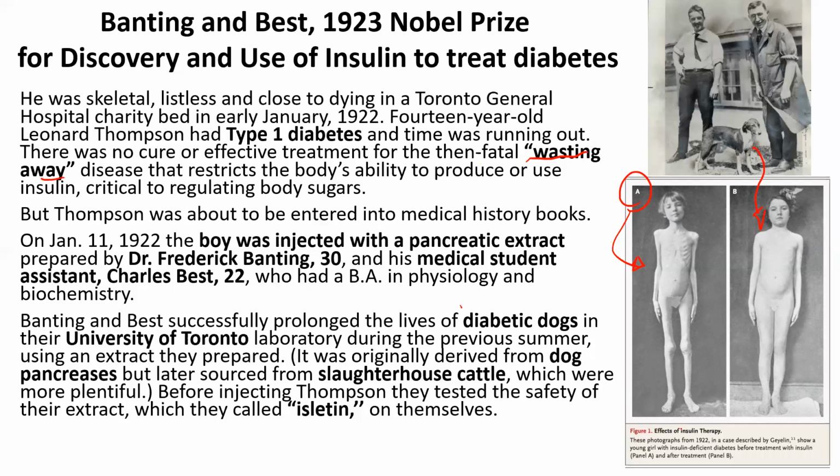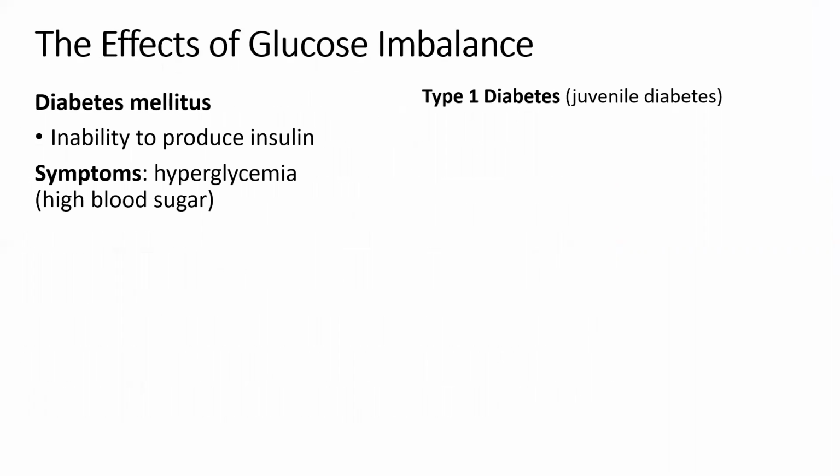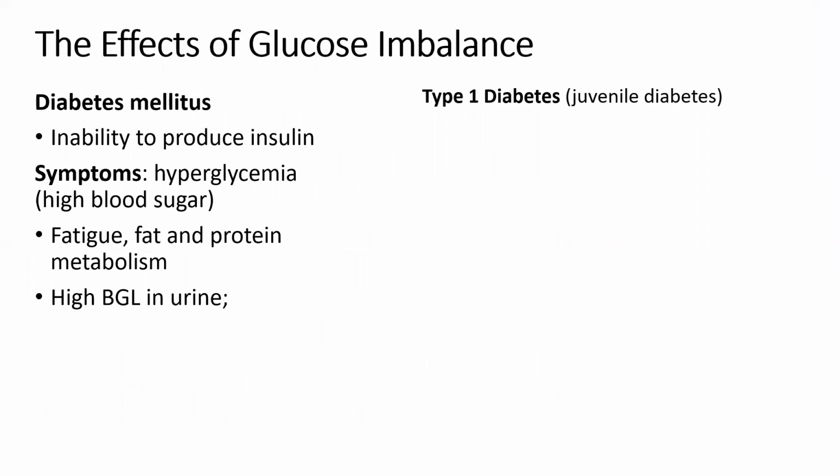So, effects of insulin therapy in 1922, in a case described, show a young girl insulin deficient before treatment and after. So, let's get this clear. Diabetes mellitus, inability to produce insulin. Symptoms are hyperglycemia, high glucose. Fatigue, fat and protein is broken down instead because glucose cannot be used. High blood glucose levels in the urine because it's not being absorbed into target tissues. Thirsty, low energy. Type 1 diabetes is insulin dependent.